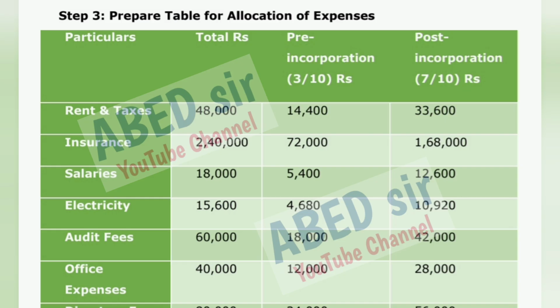Step 3. Prepare table for allocation of expenses. Particulars, total rupees, pre-incorporation 3/10 rupees, post-incorporation 7/10 rupees. Rent and taxes 48,000, 14,400, 33,600. Insurance 2 lakhs 40,000, 72,000, 1,68,000. Salaries 18,000, 5,400, 12,600. Electricity 15,600, 4,680, 10,920.